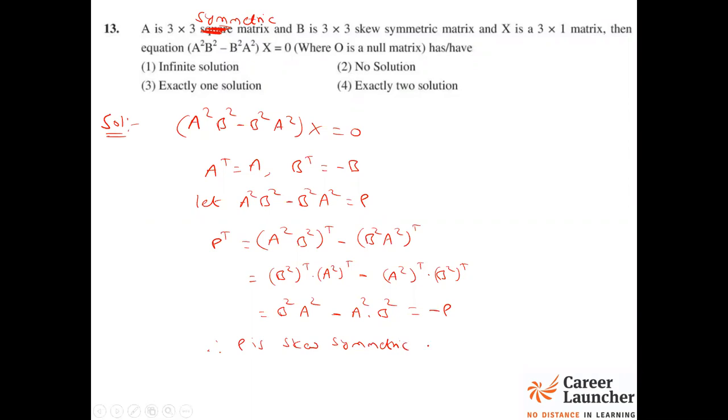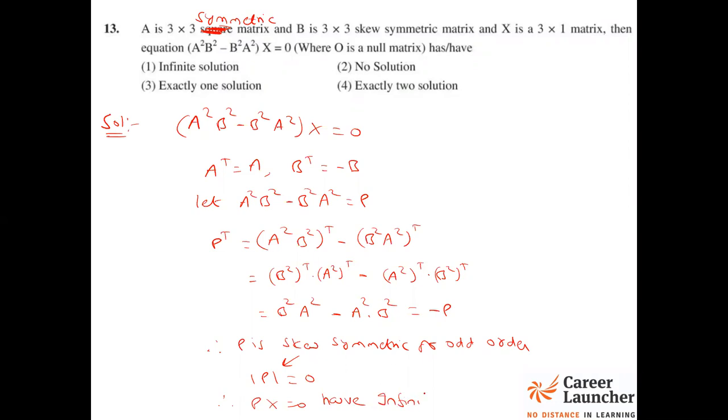P is skew symmetric because P transpose is equal to minus P. And from this we can say that the determinant of P will become 0, because once again, for any skew symmetric matrix of odd order, the determinant will become 0. So as the determinant of P is 0, we can say that PX equal to 0 has infinite solutions.